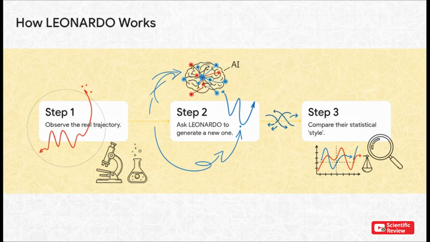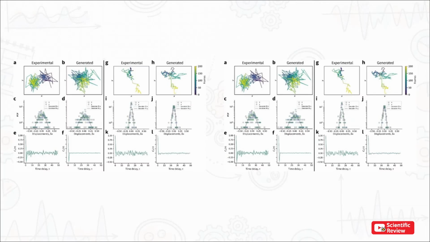So, how does this all work in practice? Well, it's actually pretty straightforward. First, we show Leonardo a real trajectory from a real experiment. Then, we ask it to generate a completely new one, based on what it's learned. And finally, we compare the statistical style of the two dances to see just how well it did. And here you go, a side-by-side comparison. On the left, that's the real path from the experiment.